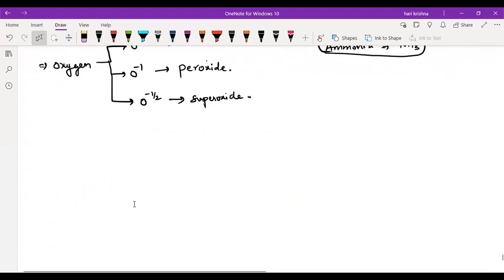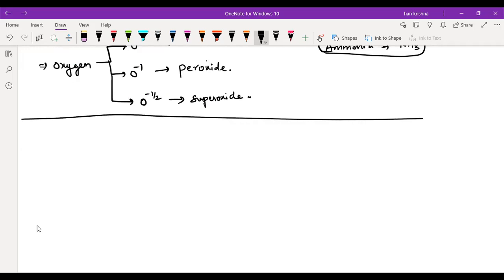Just wait a minute. I'll check some worksheet again, so that it will be easy for us. First I'll write some formulas here, then from there we'll go on, okay?